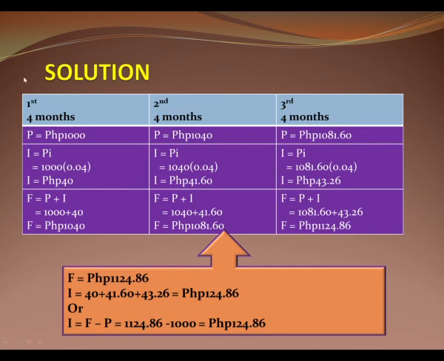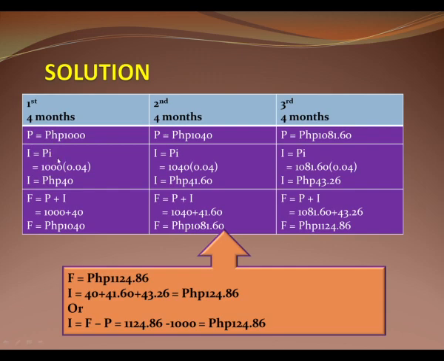If we consider 1 year of operation where the conversion is every 4 months, in a year it accumulates 3 times. So for the first 4 months, the principal P is the given investment, which is 1,000, and then we look for the interest I for that first 4 months. This is simply equal to the principal multiplied by the periodic interest rate i, where this formula is derived from I equals PRT.